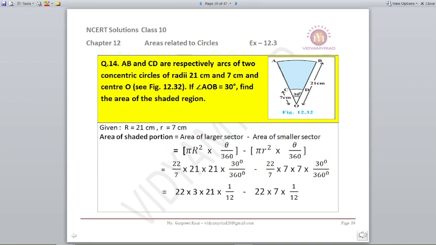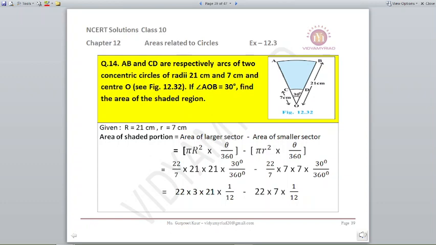Next, AB and CD are respectively arcs of two concentric circles of radii 21 centimeters and 7 centimeters, and the angle formed is 30 degrees. Find the area of the shaded region. So it is quite clear. There is a larger sector and a smaller sector. Just subtract, you will get your shaded portion.